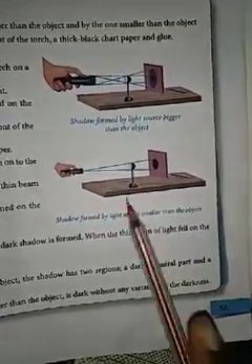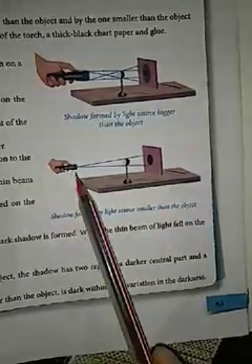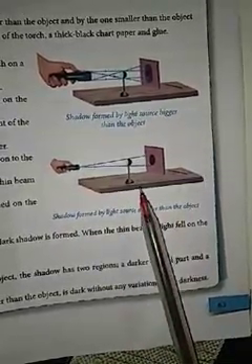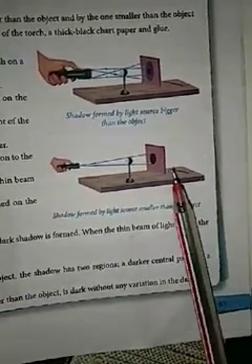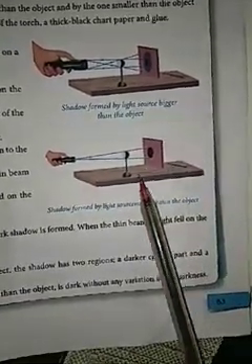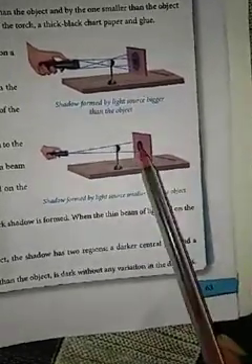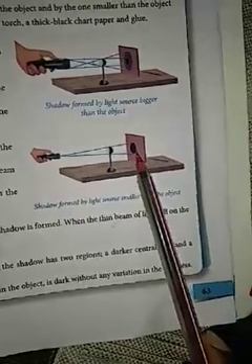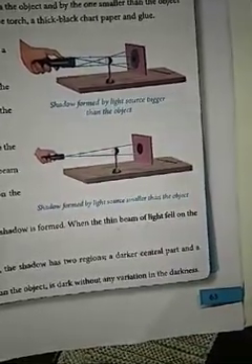Here, in the second case, the shadow is formed by a light source smaller than the object. The object is smaller than the light source is dark without any variation. The shadow is a completely dark region. Clear?